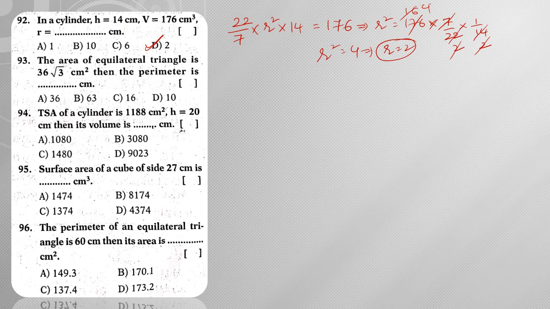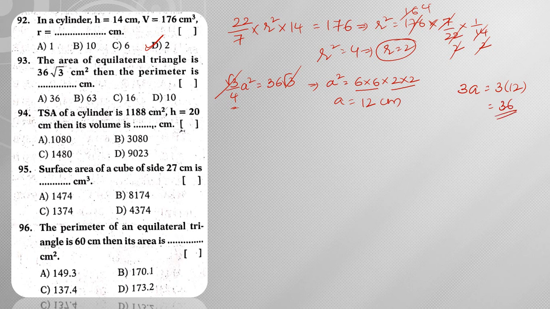The area of equilateral triangle is 36 root 3 centimeter square. That is root 3 by 4 a square is equal to 36 root 3. So root 3 I can cancel out. From this a square is equal to 6 into 6 into 4, which I can write as 2 into 2. So a is equal to 6 into 2, which is 12 centimeters. Now what is he asking? Perimeter of equilateral triangle. Perimeter of equilateral triangle is 3 times a, which is 3 into 12. So 3 into 12 is 36 centimeters. Hence the answer is 36 centimeters.